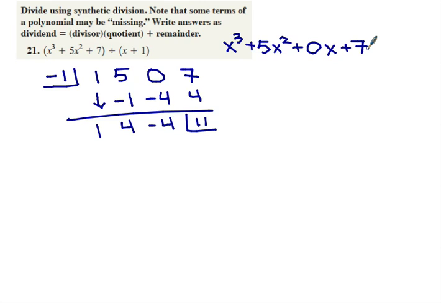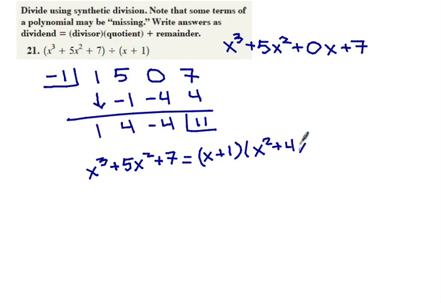So here, our final solution then would be our dividend, this x cubed plus 5x squared plus 7, is going to equal our divisor, which is the x plus 1, times our quotient, which is the x squared plus 4x minus 4, plus the remainder, which is 11.